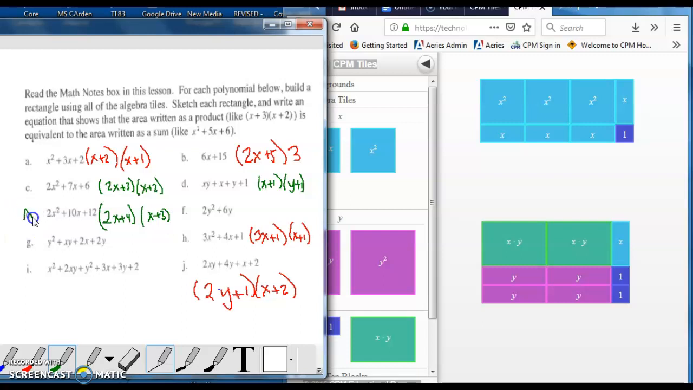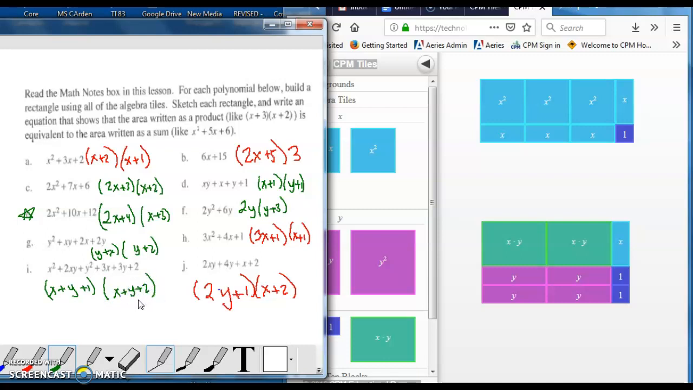This actually has multiple answers, so that's just one of the answers that we could have said. 2y and a y plus 3, and then this one is a y plus x and y plus 2, and then finally this one's actually 3. x plus y plus 1 and x plus y plus 2.